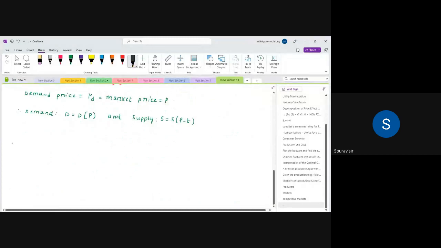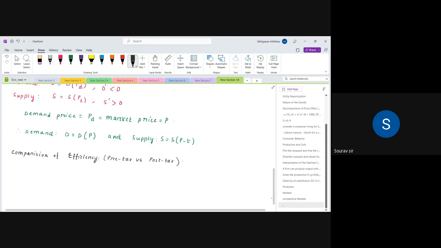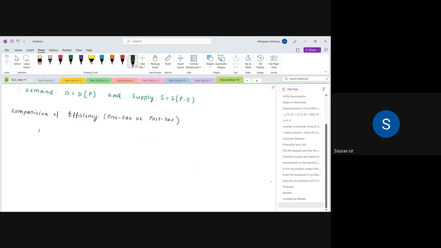Now we were wanting to compare efficiencies, right? Comparison of efficiency, pre-tax versus post-tax. Okay. Now let me draw two diagrams side by side. Suppose now I draw only the pre-tax first. The similar diagram.